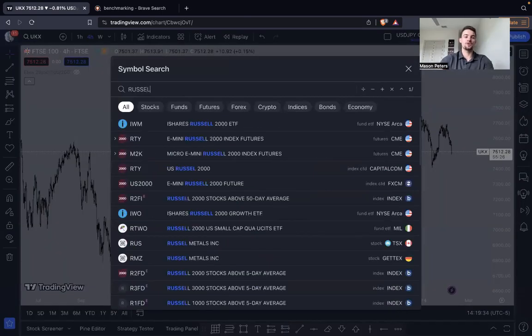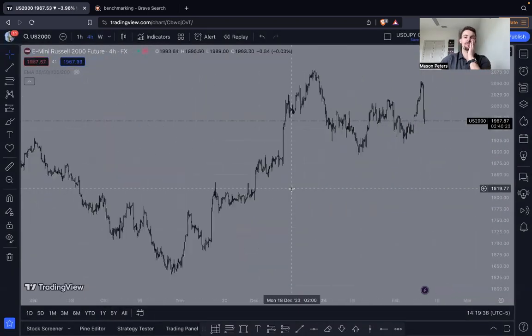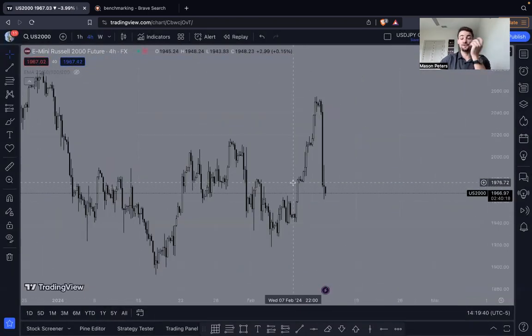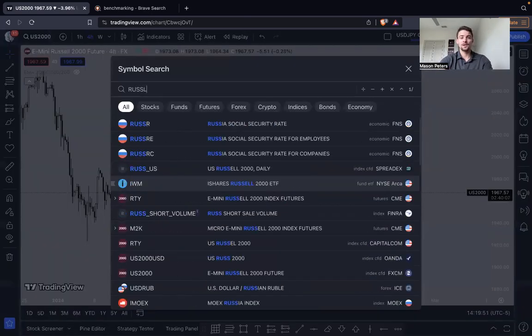Okay, we have our Russell, and this is the futures chart of the Russell. Also there's futures trading. So your futures chart lags behind the actual charts, which is kind of fascinating. But your futures is for aftermarket trading. So after 5 o'clock, you can trade your futures, okay?